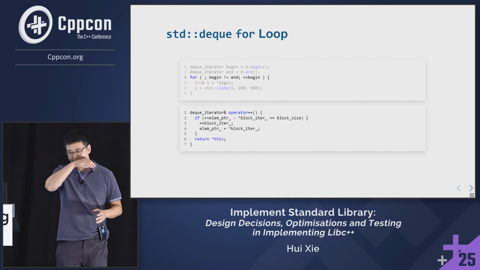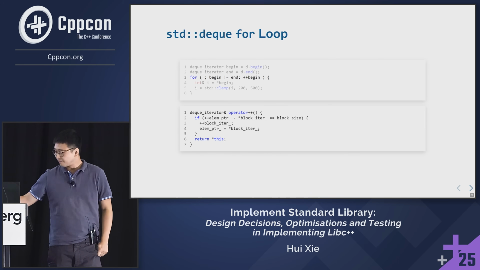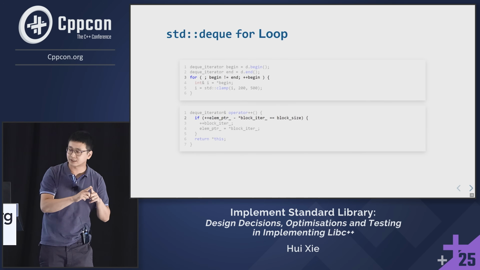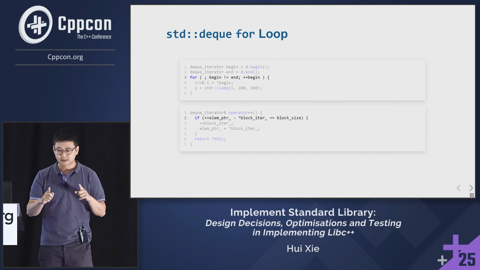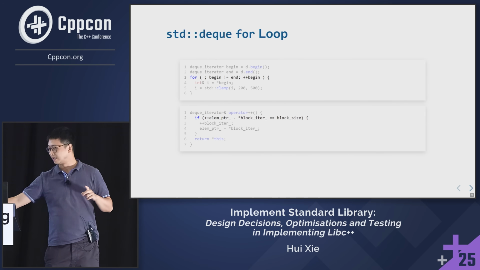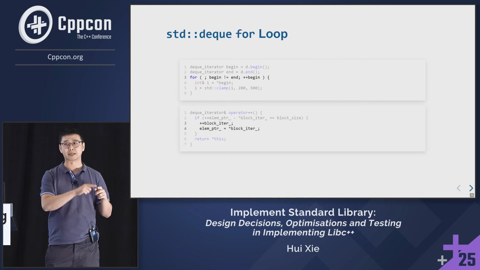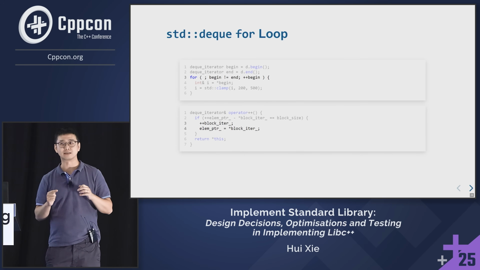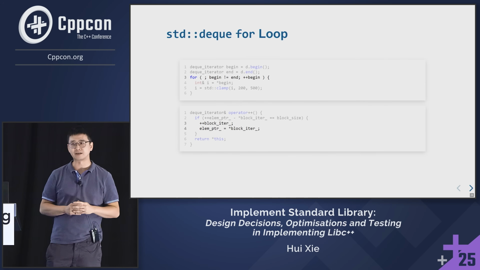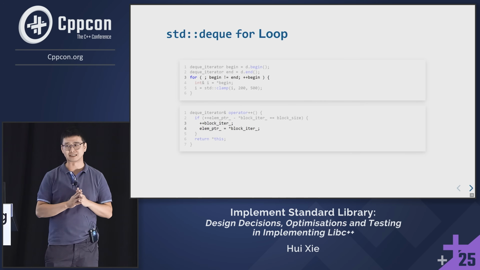And our deque iterator looks like this. Well, the operator plus plus, something like that. We're going to increment the element pointer, and if that pointer reaches the end of the block, we're going to increment the block iterator, then reset the element iterator to the beginning of the next block, right? So that's not super complicated, but it's complicated enough for the compiler to not understand the whole picture and to do any optimization on it.